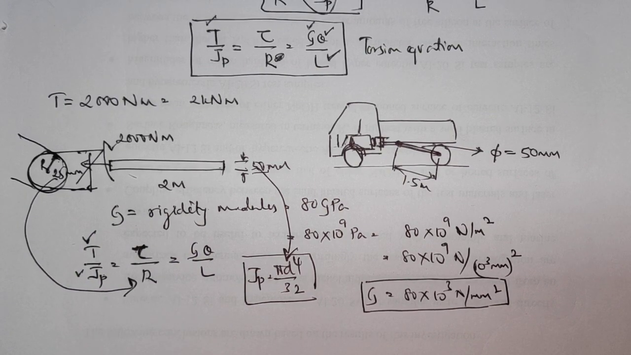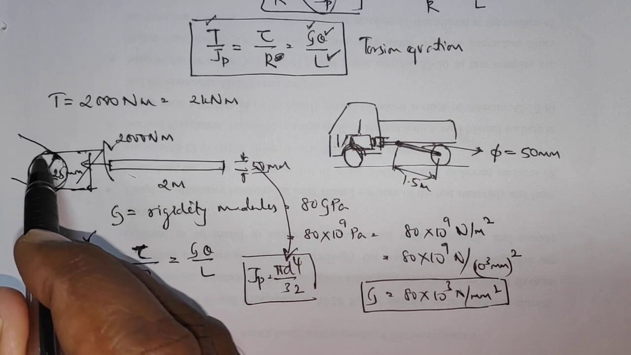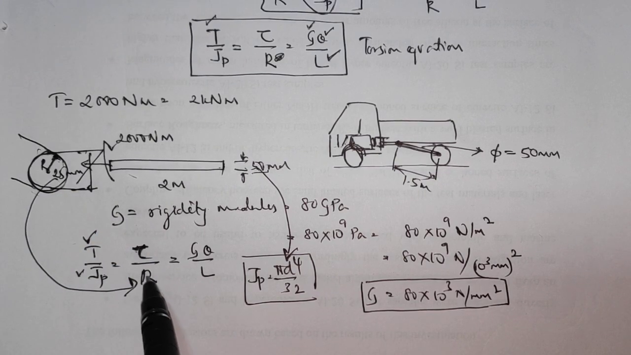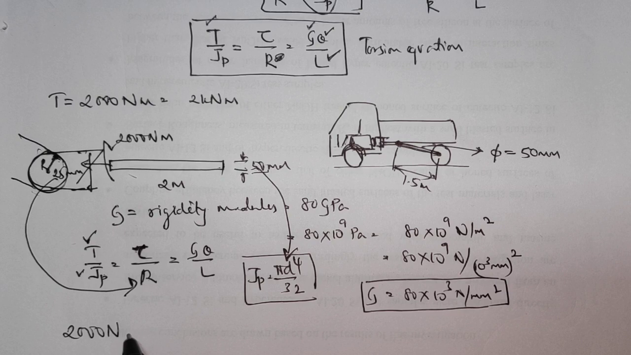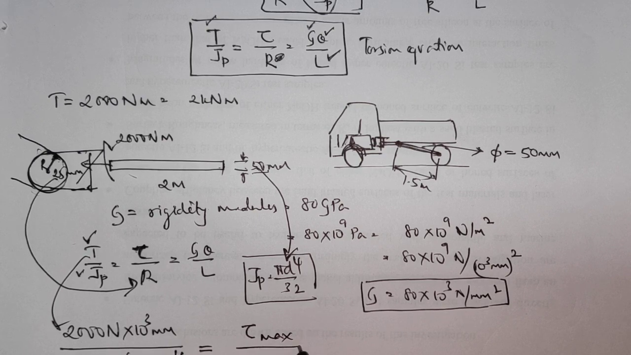Now let us find out the maximum shear stress here, which is present in the outermost surface, where the radius R is equal to 25. Let us substitute the values. 2000 Newton meter, where 1 meter is 10 to the power of 3 millimeter, so writing this as T, and Jp is pi divided by 32 d to the power of 4, where d is 50 mm to the power of 4, is equal to tau, which is the maximum value. Let me write it as tau max, because it is the maximum shear stress, since I am substituting R as 25, which is the maximum value for R. So this is 25 mm.